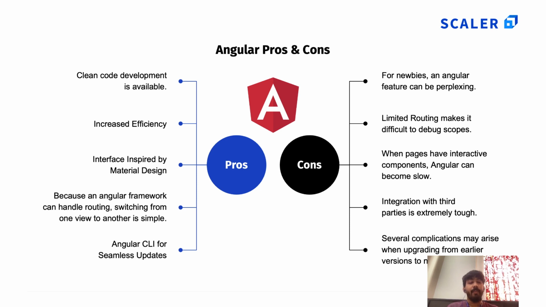Coming to the next point, when pages have interactive components, Angular can become slow. So when there are more interactive components, when there are more dynamic elements in a web page, let's say an image is moving, there are more dynamic elements. So basically hovering, when you take your mouse over something, the color changes or the view changes. So all of these, when more of these components are enabled, right? This basically will make your application slower because of lots of dynamic elements.